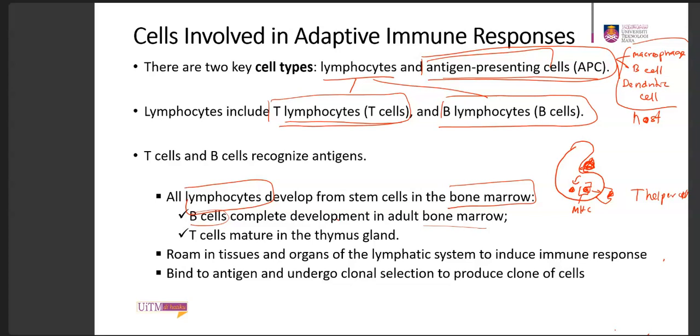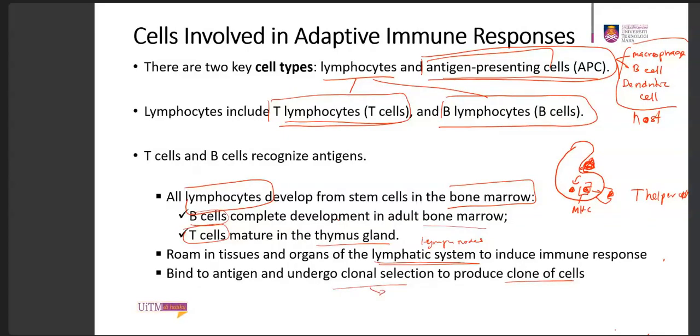Okay, so this lymphocyte will roam in tissue and organ of lymphatic system to induce immune response. So lymphatic system, so it can travel to the lymph node, for example, lymph nodes. Okay, lymph nodes. So basically, lymph nodes is the organ of the lymphatic system. It is where memory cell will be stored. Okay, so memory cell will be stored in the lymph nodes. So it binds to antigen and undergoes clonal selection to produce clone of cell.